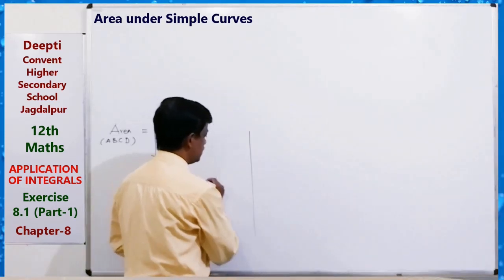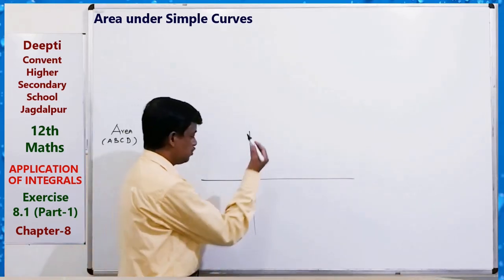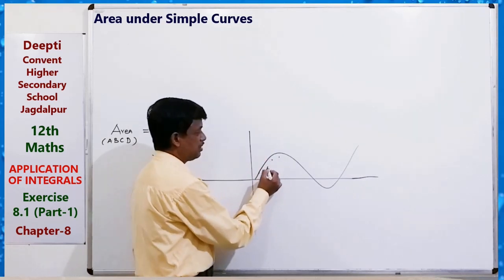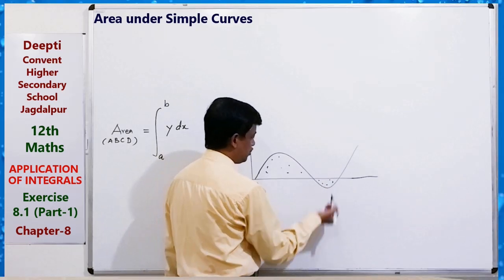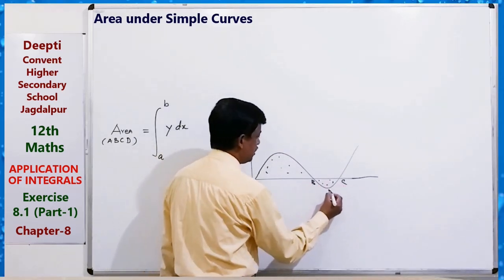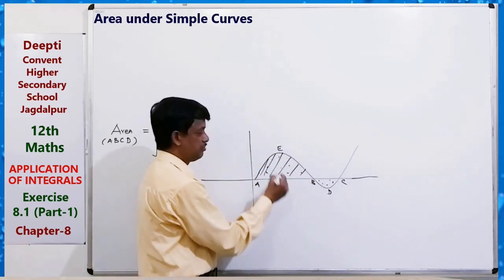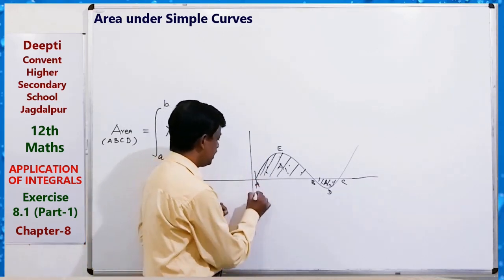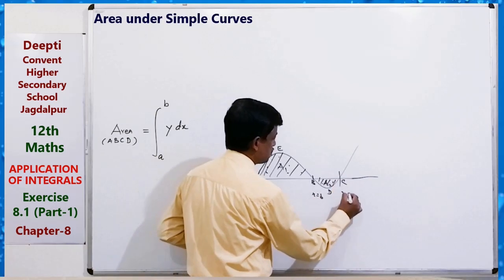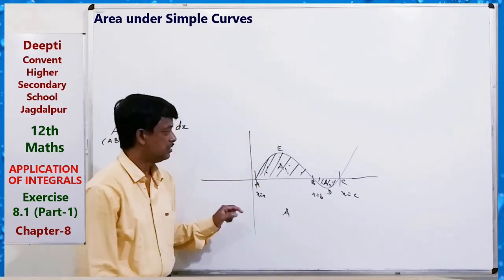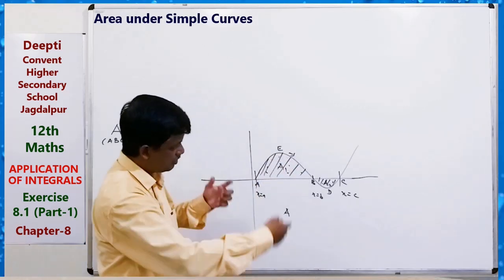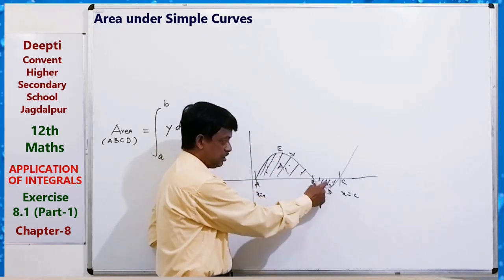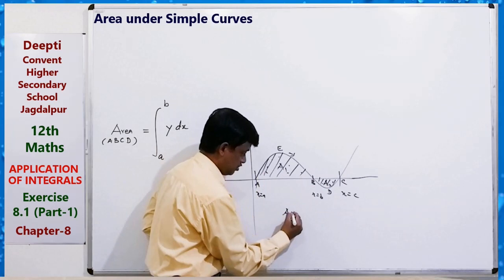Suppose this is the x-axis and y-axis. Suppose one curve is like this, so this part is on the upper side and this is on the lower side. So A, B, C, D, E, this area is positive. Suppose this is area A1 and this is area A2. The finding method is the same. Here x equals A, here x equals B, here x equals C. The curve may go infinitely here and there. This area will be negative. So the total area equals A1 plus A2.